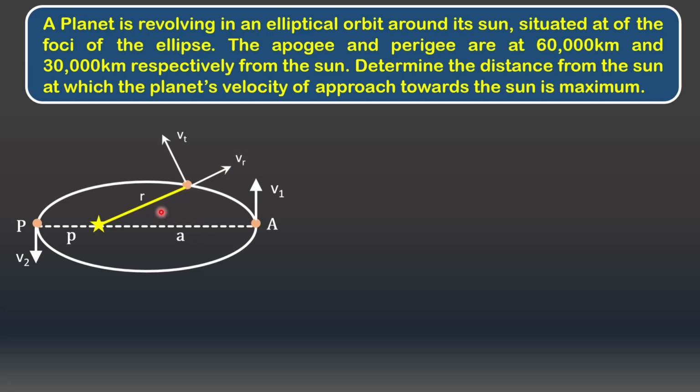So now what can we further say? Of course, we can apply conservation of angular momentum, since the net torque about the sun is going to be zero, because only gravitational force is there, which is passing through the sun itself. So that is going to be mass into distance into the perpendicular velocity. Since mass is going to be the same, I have not taken the mass here. So A times v1 equal to P times v2 equal to r times v tangential. This is the first equation we have got.